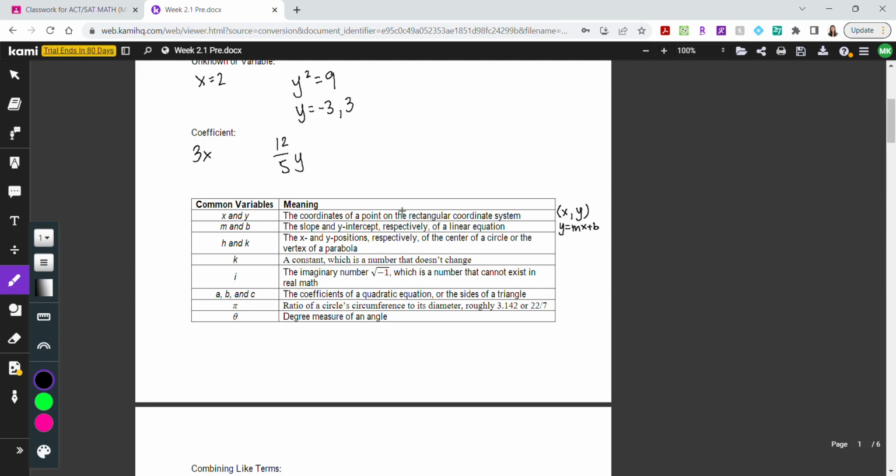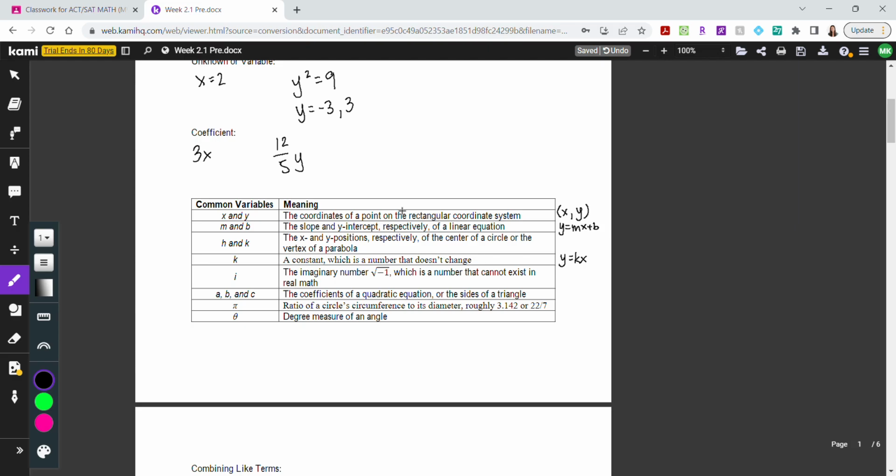Then h and k are the x and y positions respectively of the center of a circle or the vertex of a parabola. We'll get into more detail on this further down the line. So h would be the x value and k would be the y value. Another thing k can be is a constant, which is a number that doesn't change. If we look at the equation y equals kx, k in this case is a fixed value. It doesn't change.